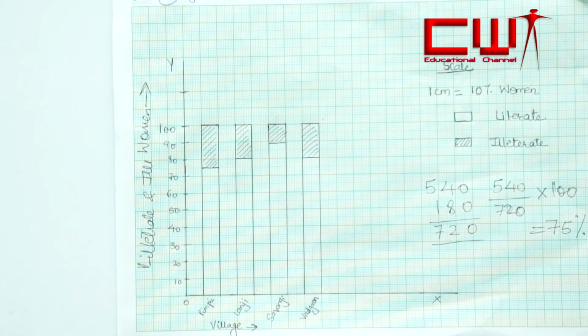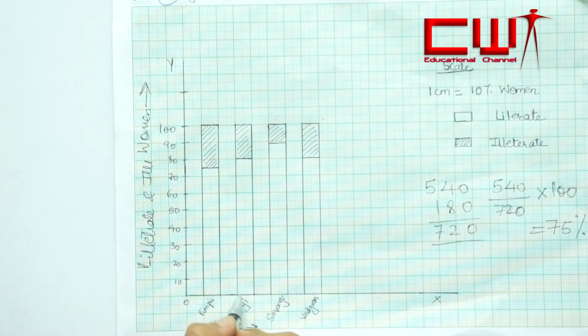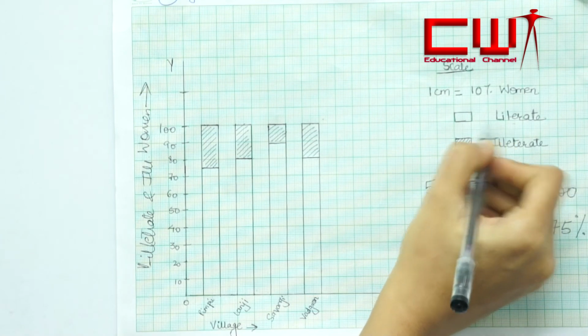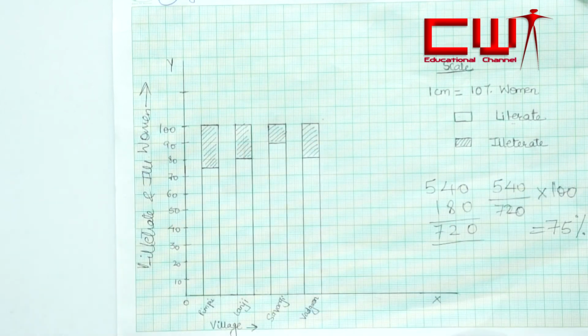Next is 760 and 190. 760 plus 190 is 950. Now take the maximum, that is 760. 760 divided by 950 into 100 will give you 80%. So for village Lanji, you mark at 80%. The blank portion, from the baseline to the line you have marked till 80, will be the literate women as shown in the scale, and the remaining 20% will be illiterate women.